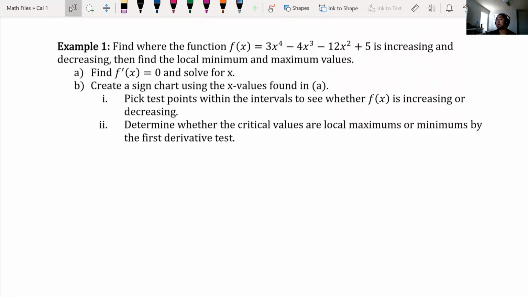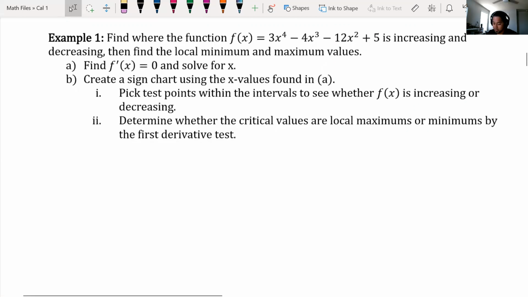Okay, number 1. Find where the function 3x to the 4th minus 4x cubed minus 12x squared plus 5 is increasing and decreasing, and then find the local minimum and maximum values. So again, this is everything we did last time. We're going to take the derivative, set it equal to 0, solve for x. The new part is take these x values, put them on a number line, create a sign chart, and this will tell us where we have maxes and mins.